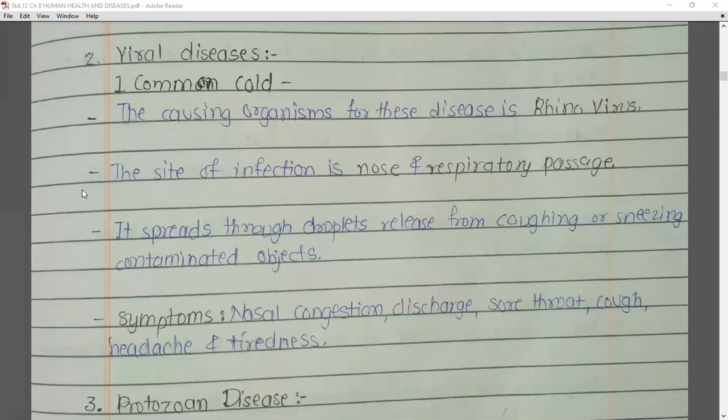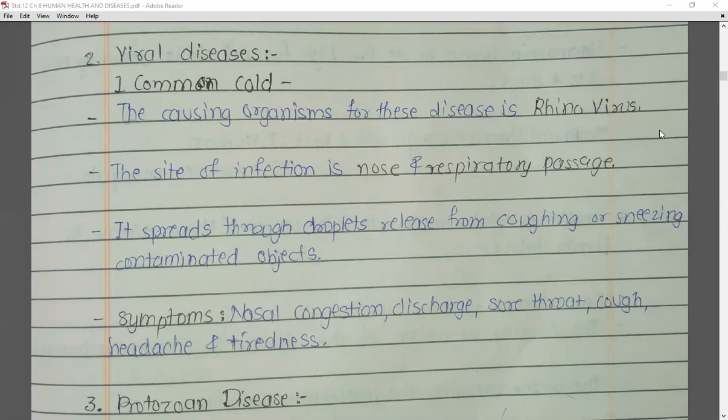In the viral disease, the first one is the common cold, right? Only one disease is there in the viral disease. Common cold is normal in everyone. Everyone is prone to the common cold, because when the seasonal change is observed, at that time the common cold is the one which is occurring, right? And the causing organism of the common cold is rhinovirus. So there is one virus which is known as rhinovirus, and this virus is responsible for causing the common cold.